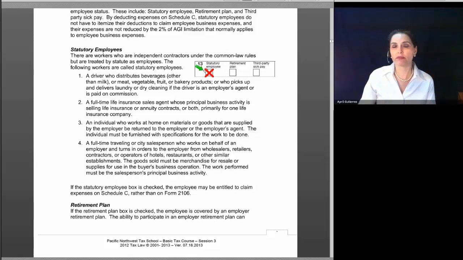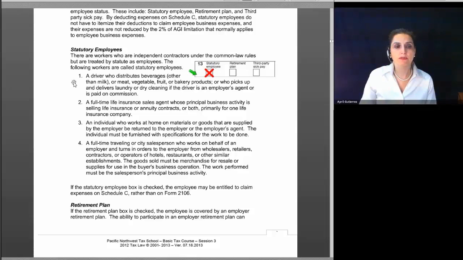The statutory employee box, when that is checked, it means that the client is probably a statutory employee, and the relevance of that is that they are allowed to claim their business expenses on Schedule C rather than on Form 2106. And of course, the difference between Schedule C and 2106 is huge. If you're allowed to claim expenses on Schedule C, you are still allowed to claim the standard deduction. Your deductions are not limited by 2% of your income, and you don't have to exceed your standard deduction to begin to itemize. So it's all the difference in the world being able to claim expenses on Schedule C rather than 2106, but in order to do that, this box must be checked.